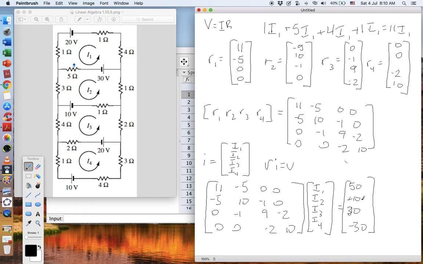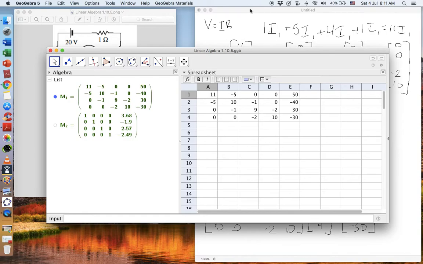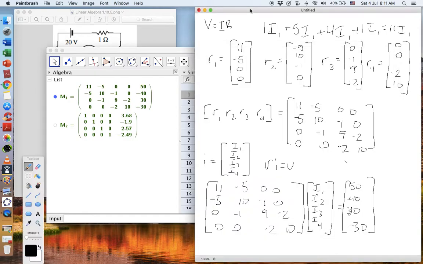And so we're just going to plug that into GeoGebra and solve once again. Come up with a row reduced echelon form, and we get I1, I2, I3, and I4. I1 is equal to 3.68, and we measure current in amps. I2 is negative 1.9 amps. I3 is 2.57 amps. I4 is equal to negative 2.49 amps.